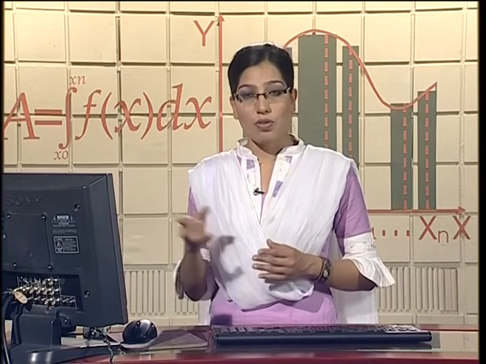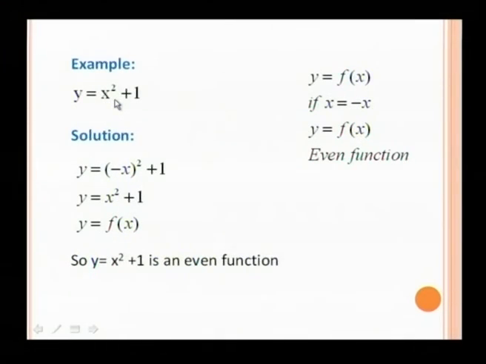To understand the even function, we will consider another example which is on the screen. If we have y is equal to x squared plus 1, we have the definition of an even function that if we replace x by minus x and we get the same function, then it is considered an even function. So here we replace x by minus x. So we have y is equal to minus x squared plus 1. Minus x squared gives you x squared. So y is equal to x squared plus 1 is an example of an even function, which remains the same even after replacing x by minus x.